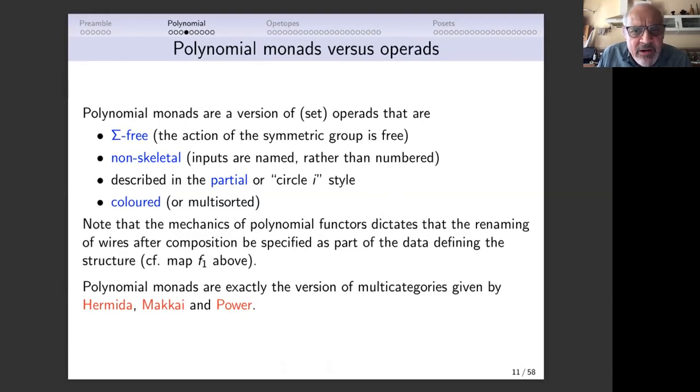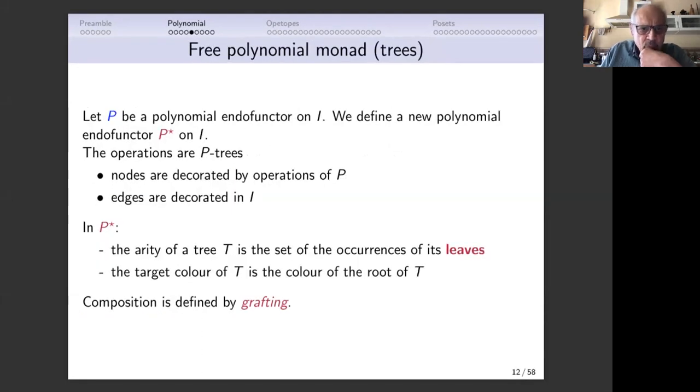So the reason why it's not quite like non-symmetric operads is precisely because of these maps F1 above. The maps between polynomial functors can give wiring instructions that are not the ones that you use conventionally in non-symmetric operads. That's the reason, if you want to care. And this notion of polynomial monad is exactly also the one given in a series of papers by Hermida, Makkai, and Power. Okay, so now let's move on.